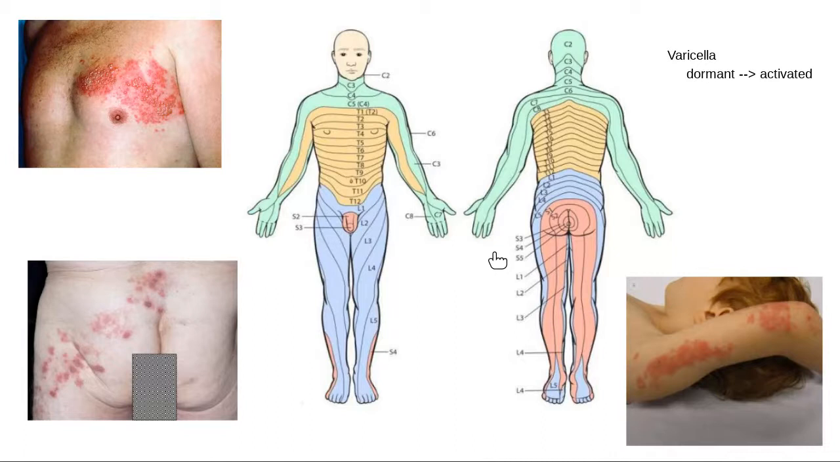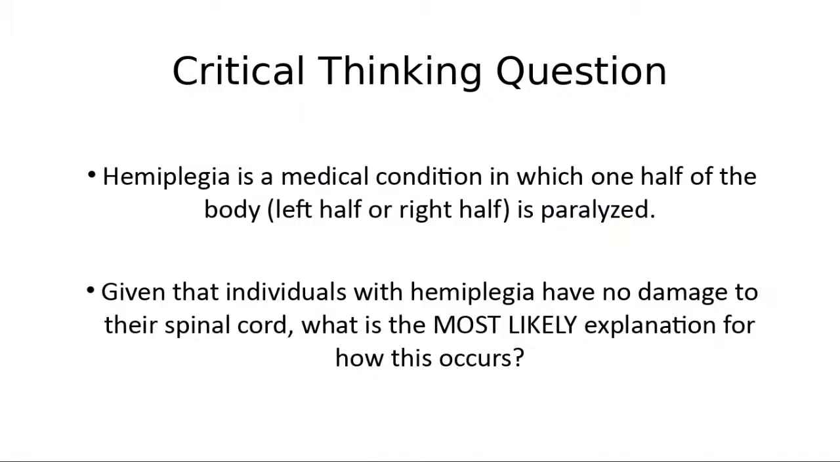So shingles is another example of a spinal cord disorder, along with Spina Bifida. And I'll just mention the one last thing that you're learning about in this lesson, which is quadriplegia, paraplegia, and hemiplegia.